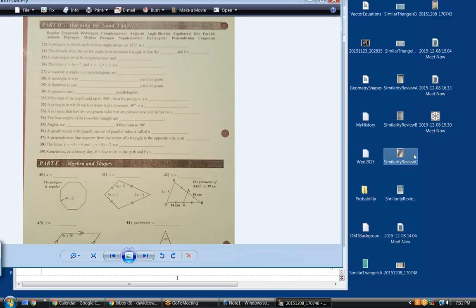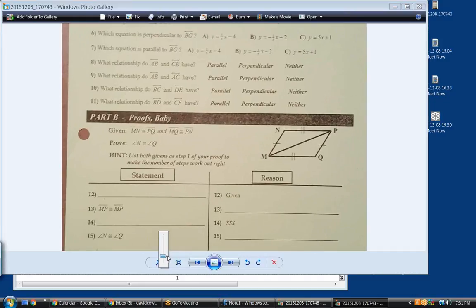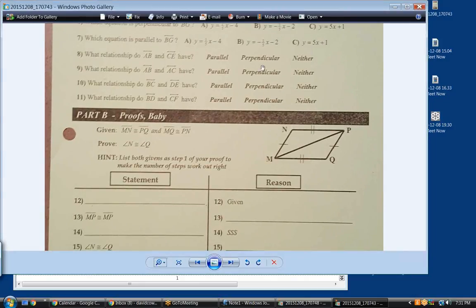Well, let's see. Usually at the beginning, I may have these backwards here. This looks like part A. Start here. Oh, we have a two-column proof even.